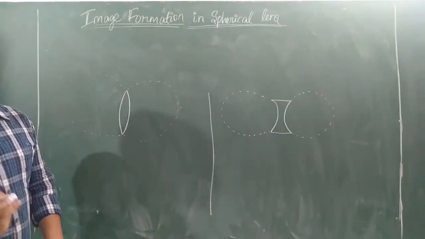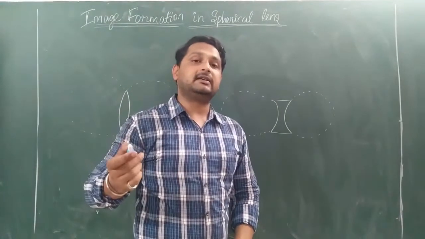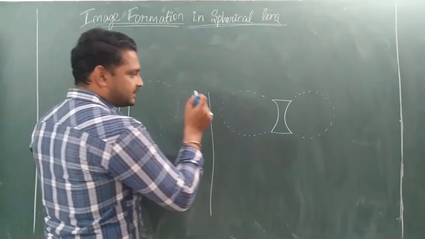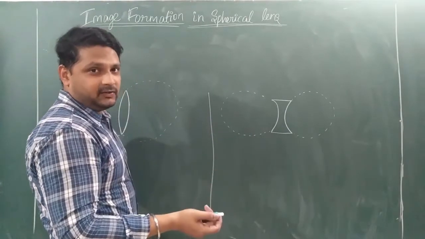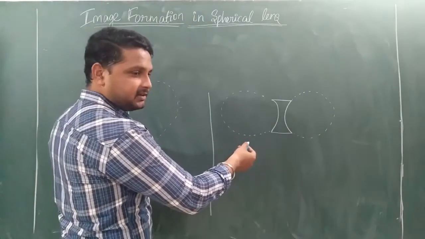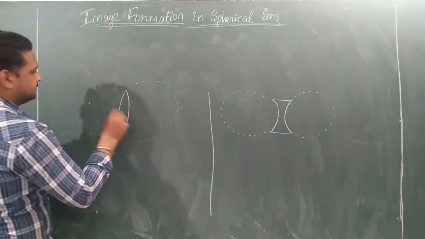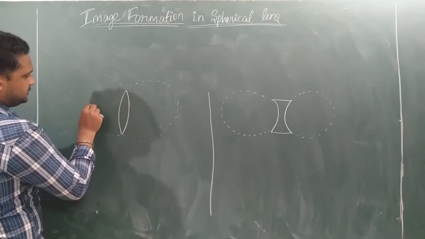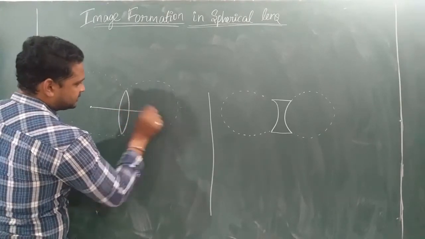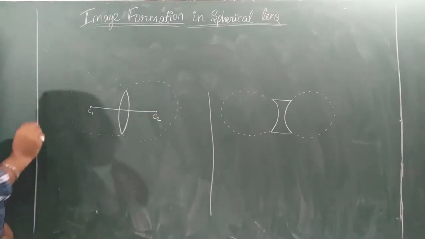And just like in a circle, we have a center and radius, just like we have seen in the case of concave and convex mirrors. Similarly, here also we would have the center of curvature and the radius of curvature. But instead of one, we have two circles here, so we would have two centers of curvature, one for each circle. The line passing through these two centers of curvature is called the principal axis.